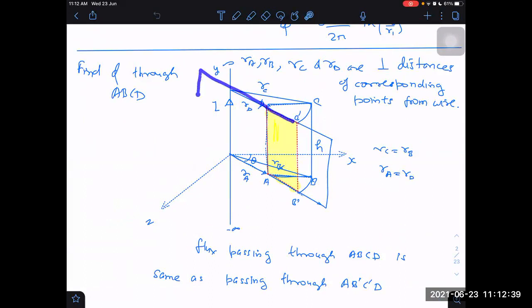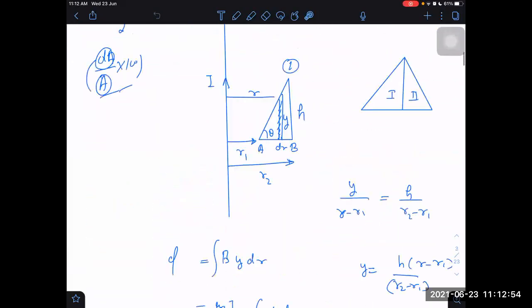For example, the yellow region may lie like this. If it lies like this, then in some part of the yellow region it may be entering, in the other part it may be leaving. But I can still find out the difference of those two. The difference may come out to be 0 also if it is placed in such a way.